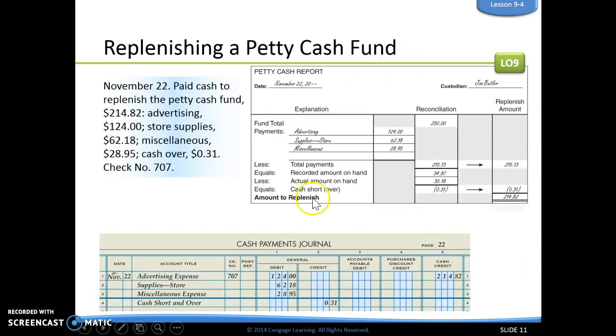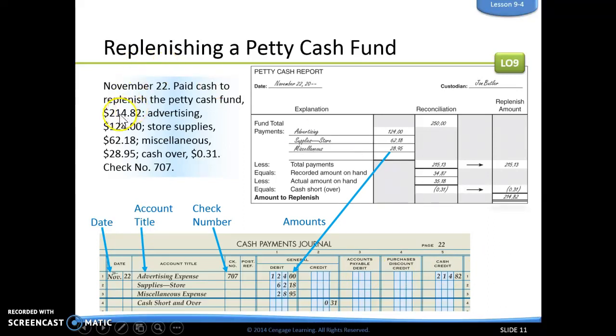So here they show us our petty cash report where they got that information from. And then here's our cash payments journal. So I'm going to put in my date, and then I'm going to put in whatever I spent my money on. So advertising expense, I have store supplies, I have miscellaneous expense, and then my cash short and over. Now I know that what I spent my money on, advertising, supplies, and miscellaneous, those three things I'm going to debit for sure. So I put those debits in.